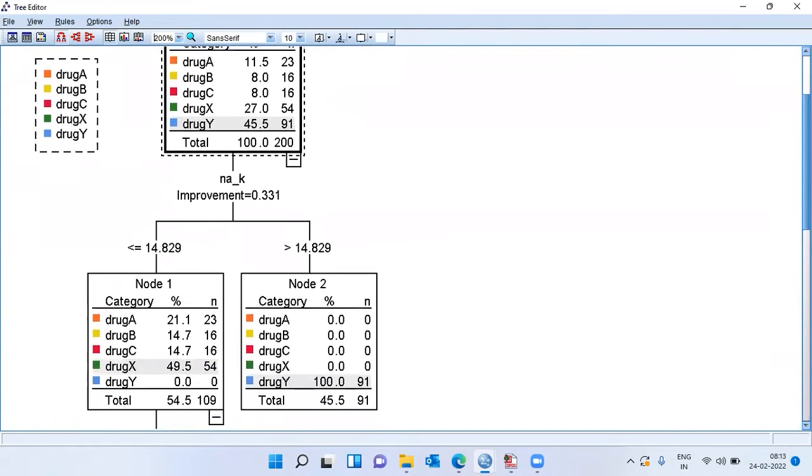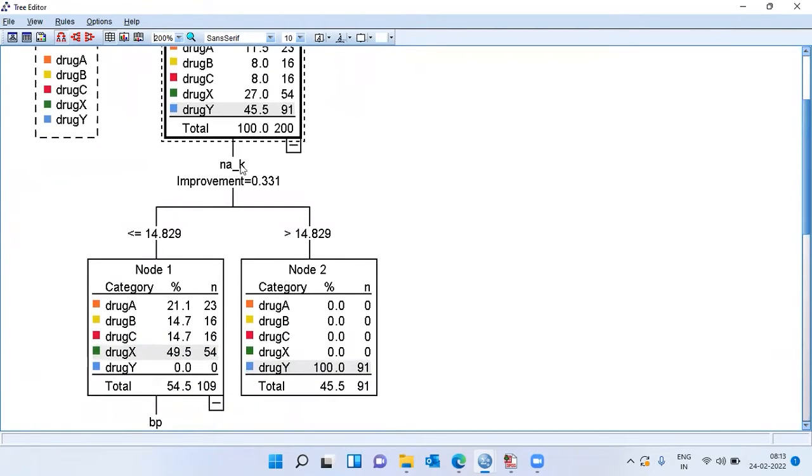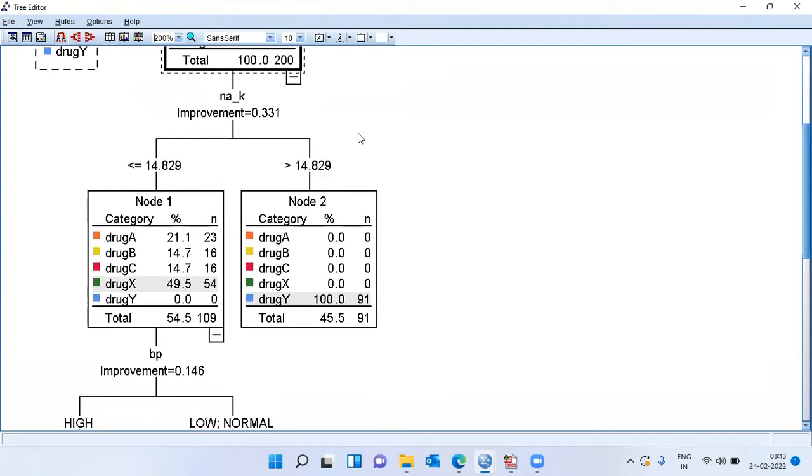When I scroll down, right below the dependent variable, you see a variable which is Na_K. It is nothing but the sodium to potassium ratio in the blood. Now, there are 2 divisions here. Either the sodium to potassium ratio can be less than 14.8, which I'll round off and say 15. If the sodium to potassium concentration is less than 15, that is one case. The second case is sodium to potassium ratio greater than 15.